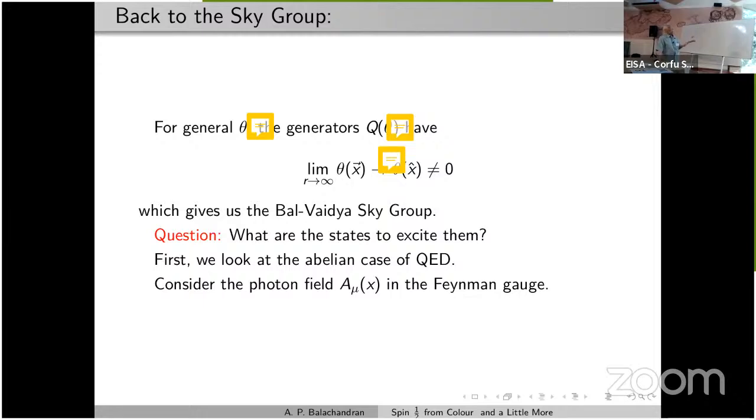Okay. So let me look, I can give them to you, but en passant, I will show you the related issue of what happens in the abelian case of QED, and why is it that QED breaks Lorentz invariance? So then I will stop. Okay. It can be generalized to the non-abelian case.